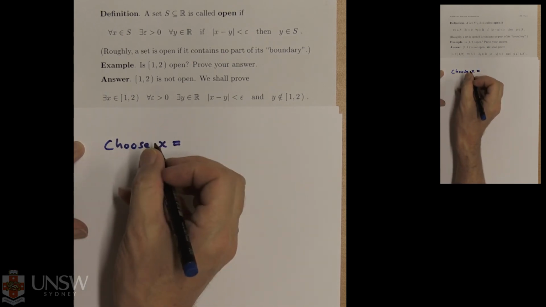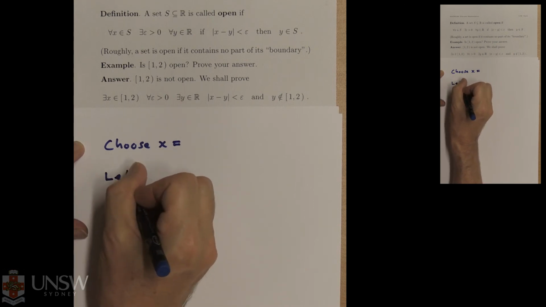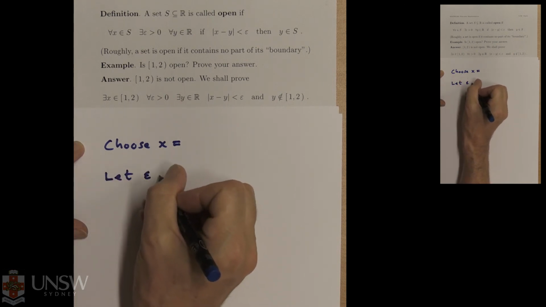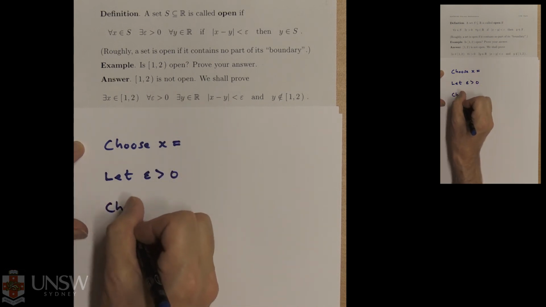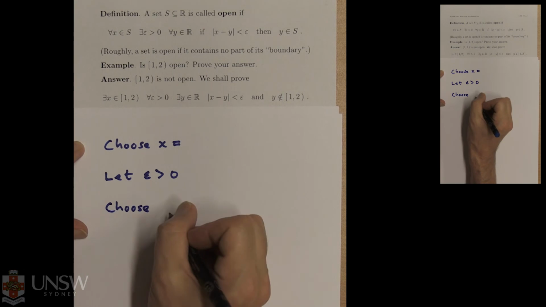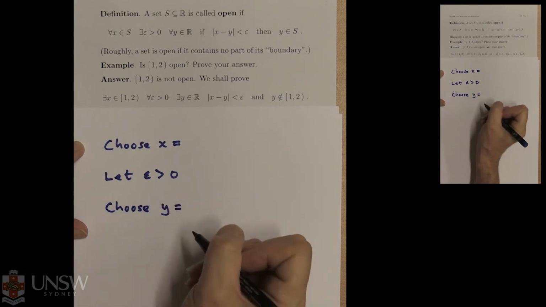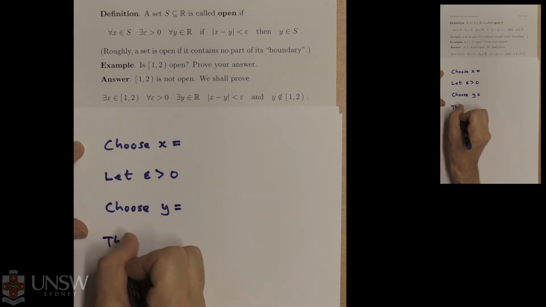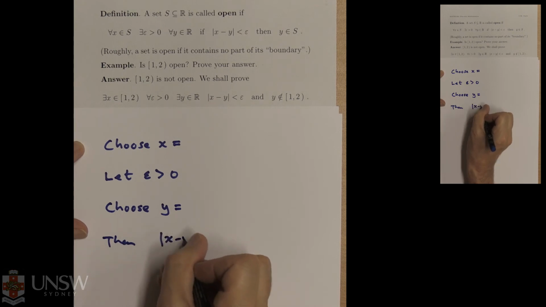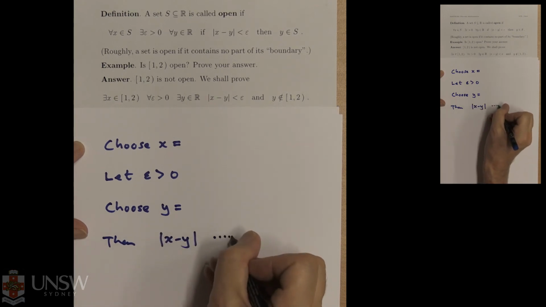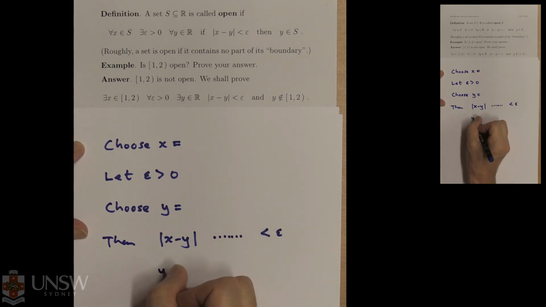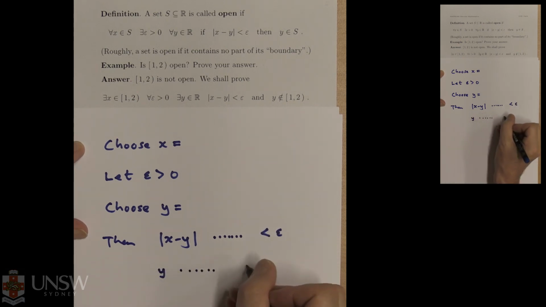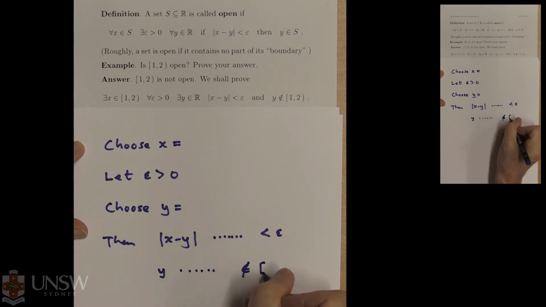Then I have to let epsilon be any positive number. Let epsilon be greater than 0. I have to choose a value of y in R, and then I have to prove that the absolute value of x minus y is less than epsilon, putting in some proof here, and I have to show that y, giving some reasons, is not in the interval 1 to 2.